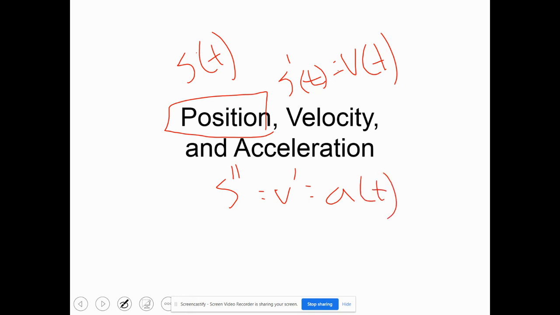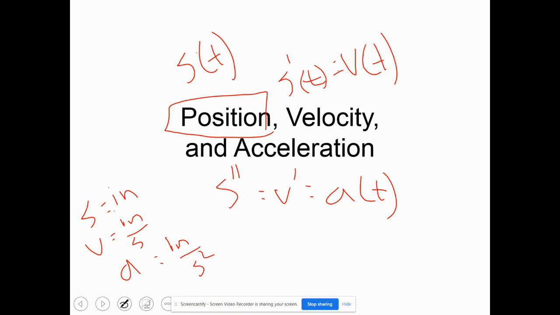Position is measured in some unit of distance. It can be as small as inches. It can be as long as miles or kilometers. Velocity, so my position is given in like inches, my velocity is given in like inches per second, inches per minute, miles per hour, and then my acceleration would be in inches per second squared, miles per hour squared.